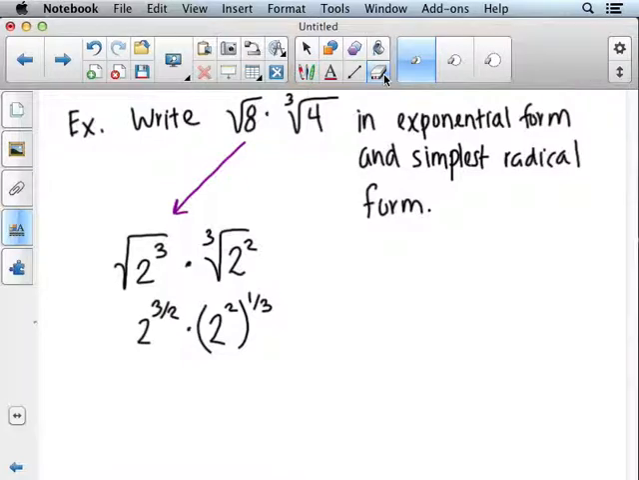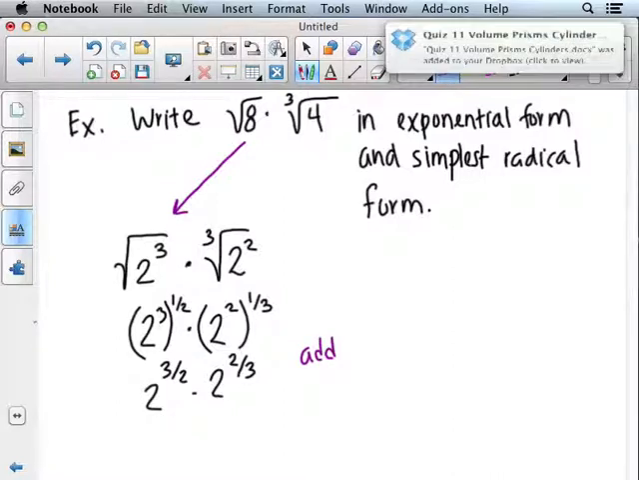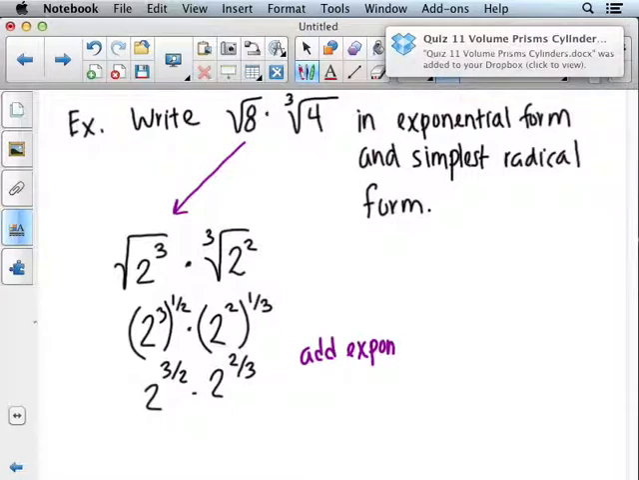I could rewrite this. Maybe it makes it a little clearer if I do it in 2 steps. 2 to the power of 3 to the power of 1/2. Square root, same thing as power of 1/2. Now if I multiply my exponents, I get 2 to the power of 3/2 times 2 to the power of 2/3. These have the same base, so what can I do with the exponents? So I can add them. Add exponents.